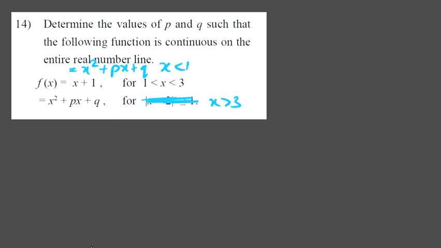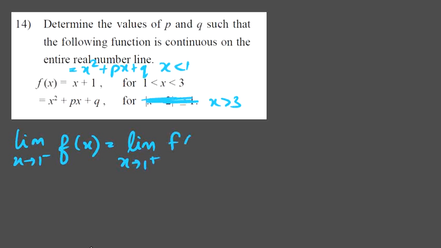So now if the function is continuous everywhere, we will say that limit of x tends to 1 minus f of x should be equal to limit of x tends to 1 plus f of x. That is, left hand limit and right hand limit at 1 must be equal. So the left hand limit at 1, the function for it will be x square plus px plus q. So we have limit of x tends to 1, x square plus px plus q.